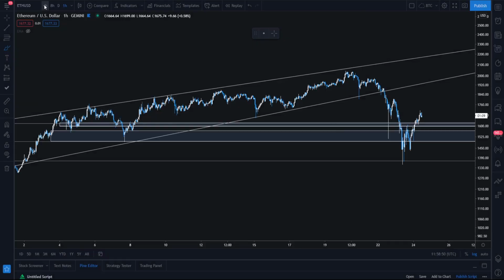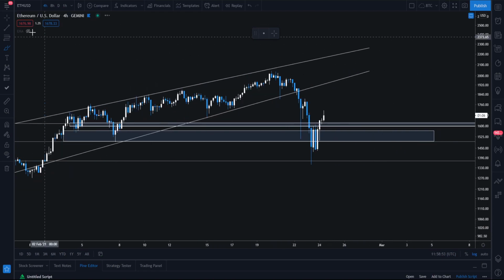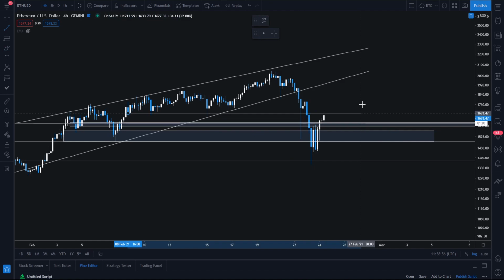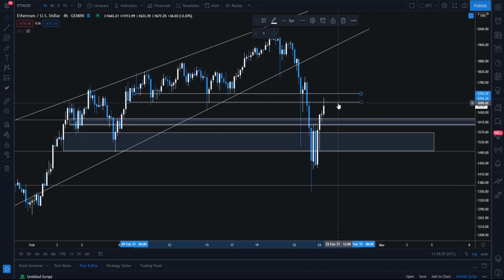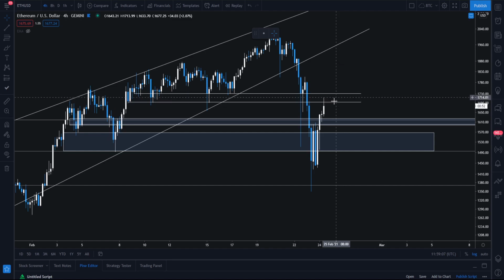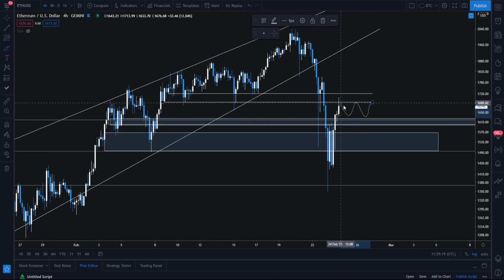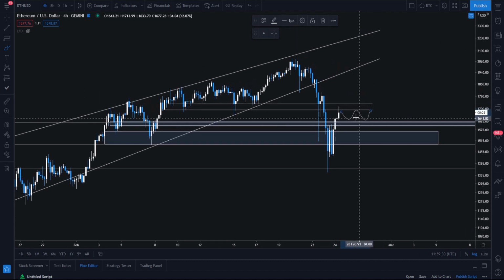I guess in terms of resistance, we have this level right here, and this level right here, which you can see we've wicked into today already, which is about the 1,700 region. Yeah, so we might see something like this over the next few hours, maybe a few days. Time will tell. But yeah, resistance between 1,690 and 1,720. I'm guessing we're going to break upwards if we see accumulation.